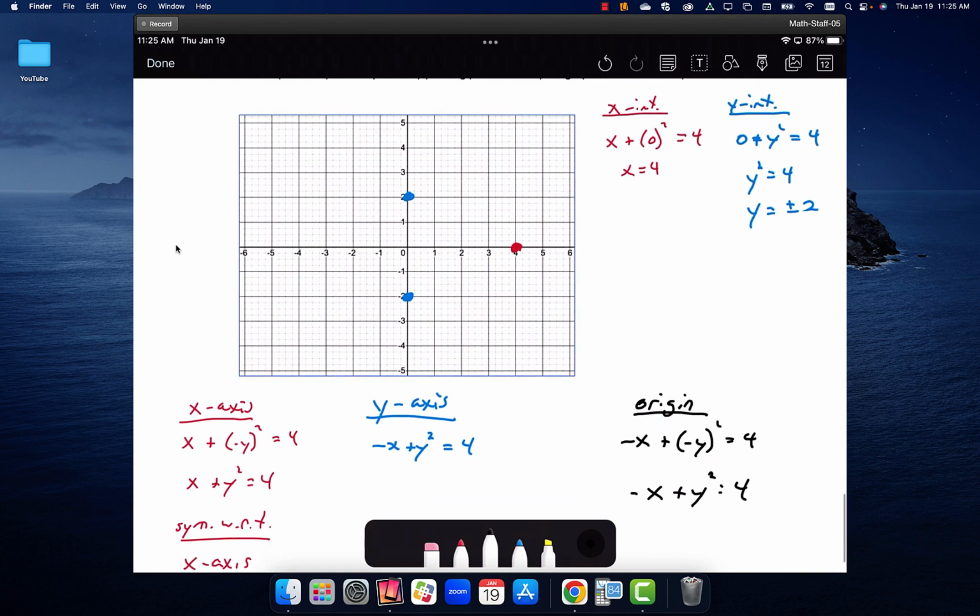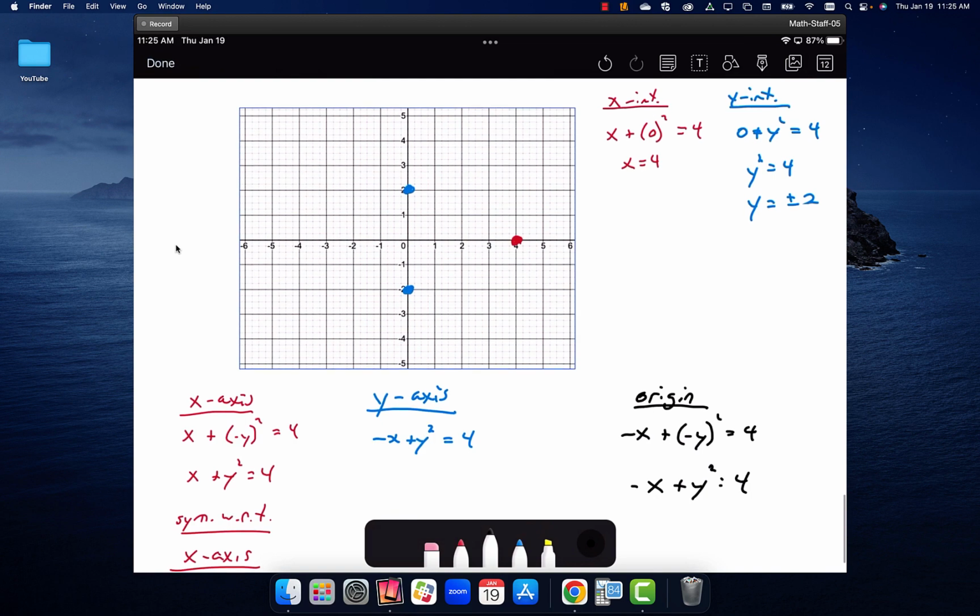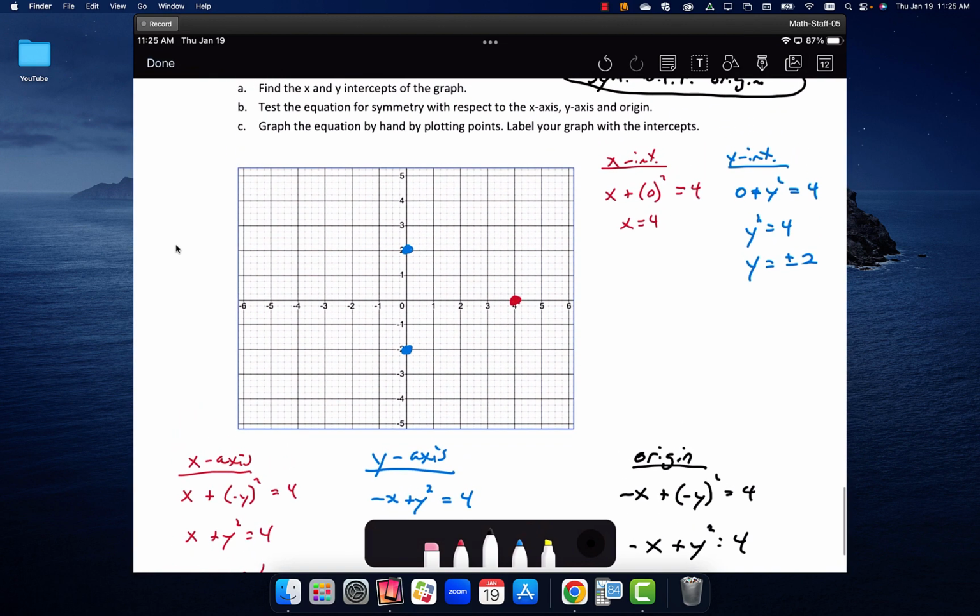We have symmetry with respect to the x-axis, as we proved earlier. So if we know we're symmetric about the x-axis, we know that we can fold the paper or fold the screen here along the x-axis and have those points line up. So it looks like we're having something like this. And that's our graph.